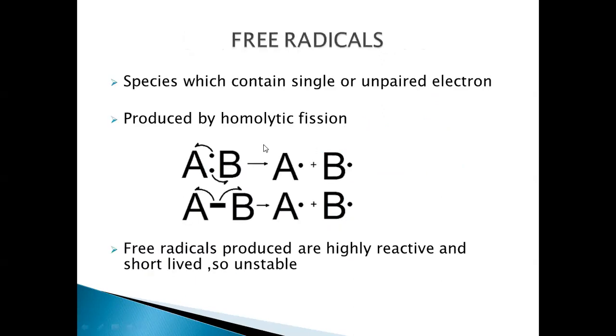Now coming back to the free radicals. Free radicals are those which contain a single, unpaired electron and are produced by means of homolytic fission, each of them carrying an unpaired electron. The free radicals produced are very unstable and they immediately react with other species.